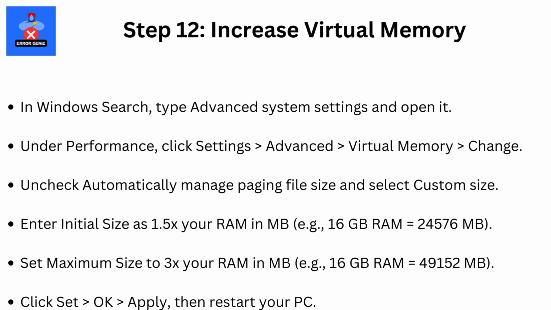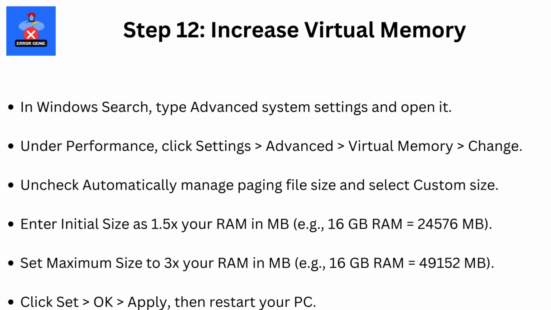Step 12. Increase virtual memory. In Windows Search, type Advanced System Settings and open it. Under Performance, click Settings, then Advanced, then Virtual Memory, then Change. Uncheck Automatically manage paging file size and select Custom Size.